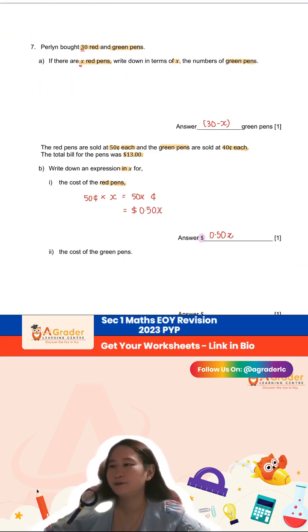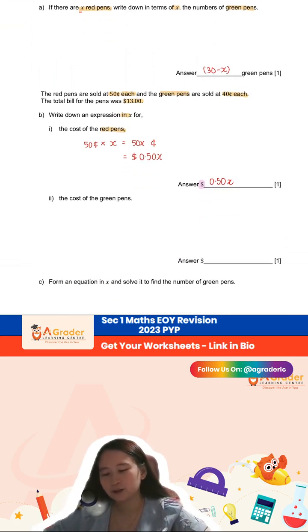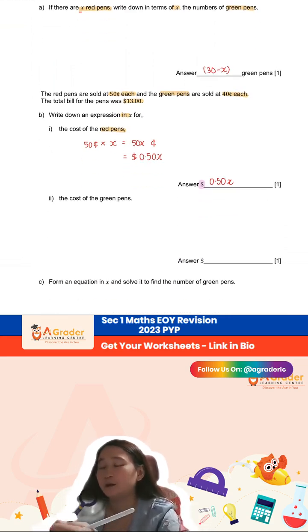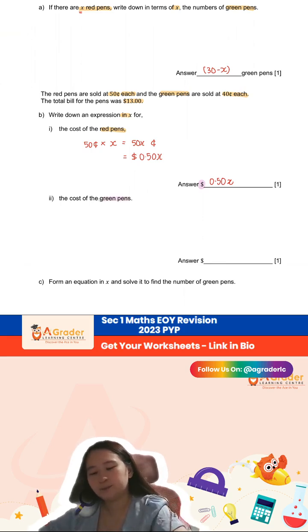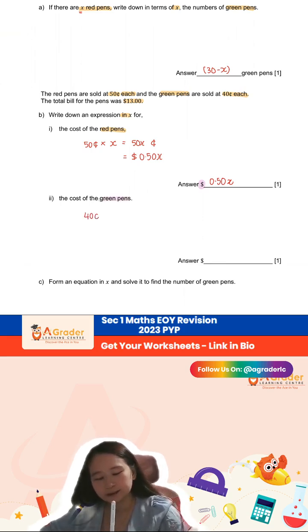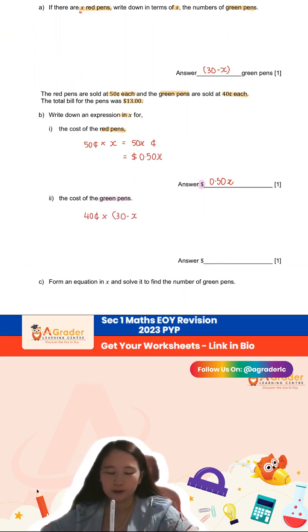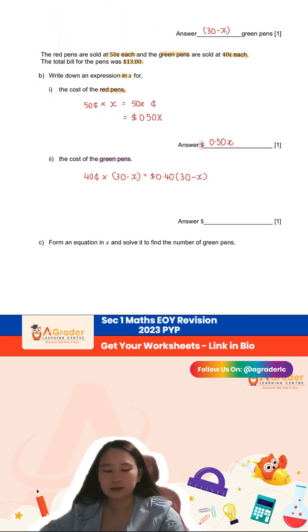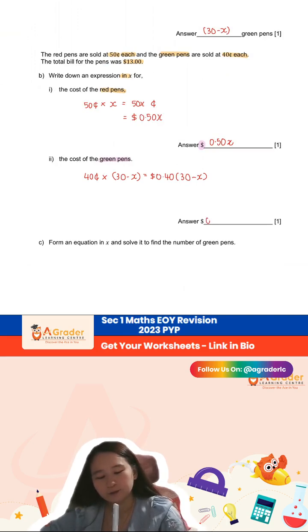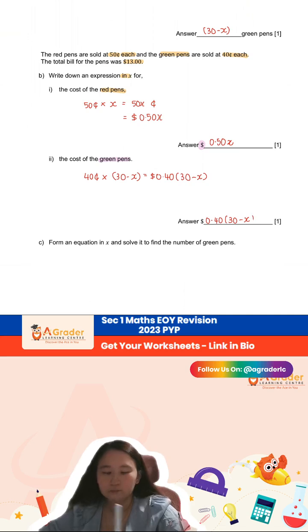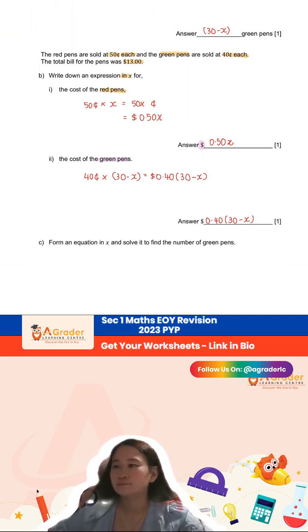Okay, yep, correct. Then next will be finding the cost of the green pens using the expression you have found in part A. So each green pen is 40 cents. So I take 40 cents times the number of green pens, which is 30 minus x. Then when I change it to dollars, I divide by 100. So I get 0.40(30 minus x). Because it's just one mark, I can leave it in this manner. I don't have to expand out. Those who expand out, it's okay too.